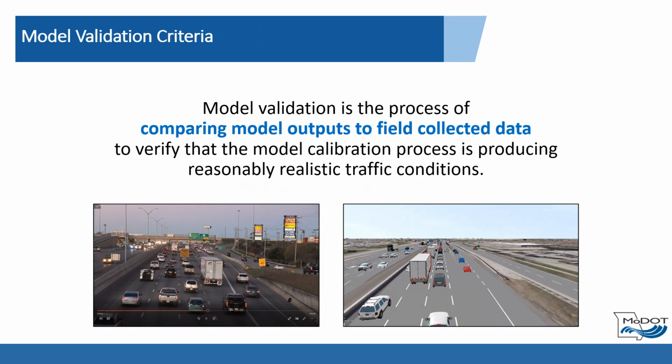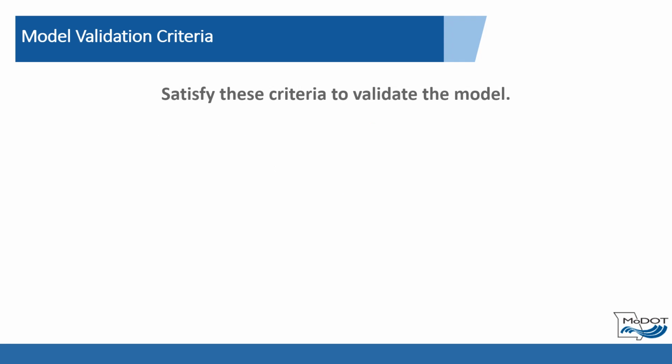Model validation is the process of comparing model outputs to field collected data to verify that the model calibration process is producing reasonable, realistic traffic conditions. There are several criteria that all need to be satisfied to validate a model to real-world travel conditions.